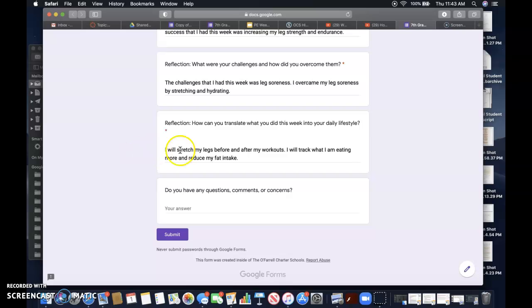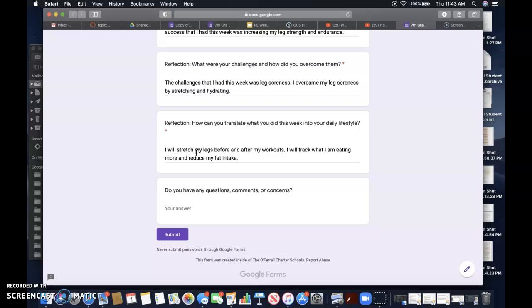So for me, how I'm going to translate something into my long-term life is: I'll stretch my legs before and after workouts. That's something that we did this week that I can translate into what I want to always do. Whenever I'm going to do a leg-focused workout, I want to make sure that I stretch my legs before and after. So that's something that I can incorporate and translate into my life.